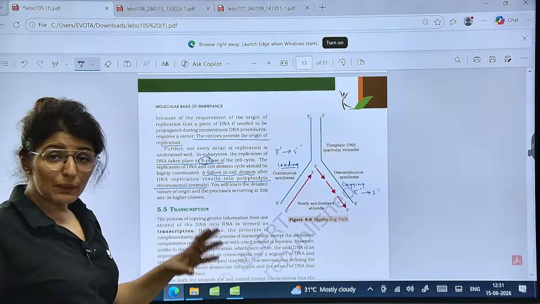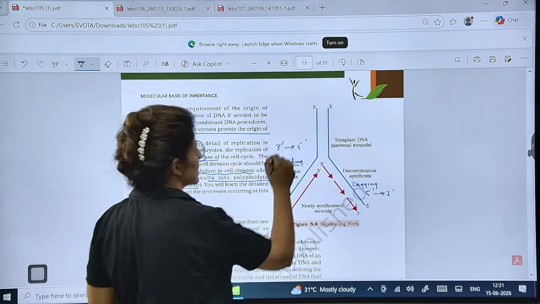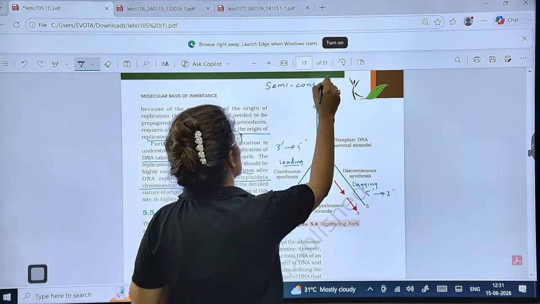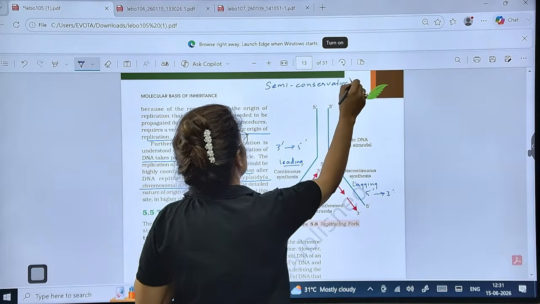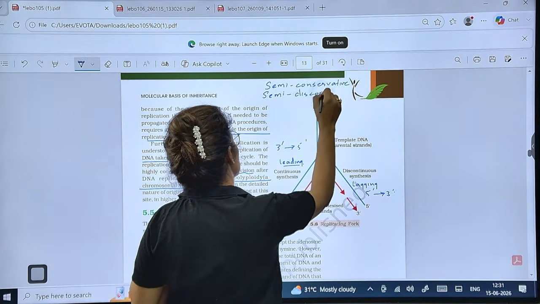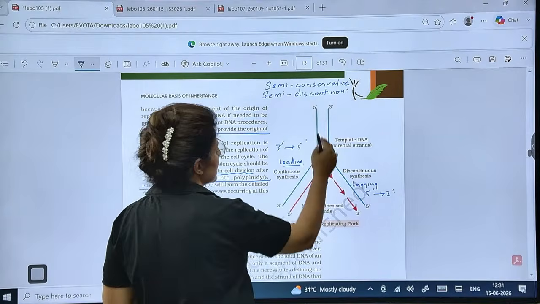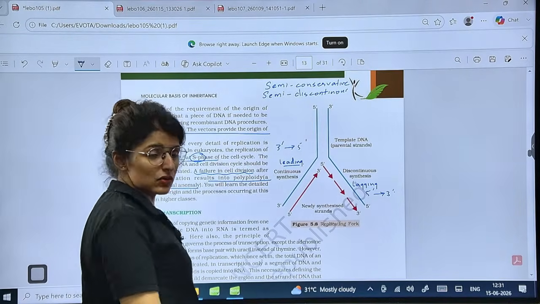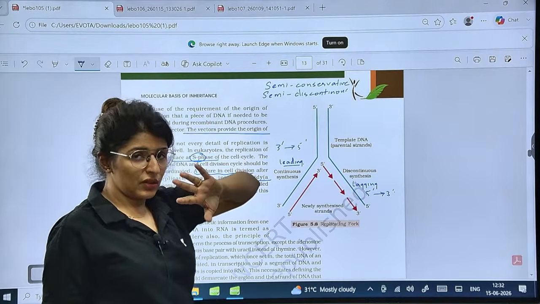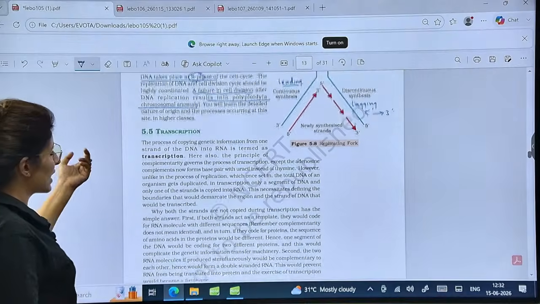Now overall replication, what is the nature of replication? Now see, the overall replication is semi-conservative. Why? One of the strands is parental, and it is also semi-discontinuous. Why? It is continuous on one strand and it is discontinuous towards the other strand. So we don't call it discontinuous, it is semi-discontinuous. Remember these 2 points as well. Is that clear?